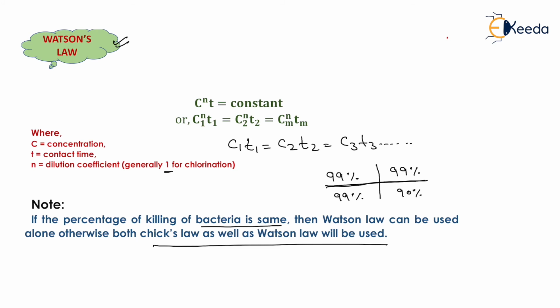So we can summarize: Chick's law is Nt = N₀ e^(−kt), where Nt is the microorganism remaining after time t, N₀ is the initial microorganism in the system, k is the rate constant, and t is the time. Watson's law is C₁t₁ = C₂t₂. If percentage killing is the same in both cases, then only Watson's law can be applied, and if the percentage killing in both cases is not the same, then both Chick's as well as Watson's law will be used for solving the question. That is all about the types of chlorination, Chick's law and Watson's law.